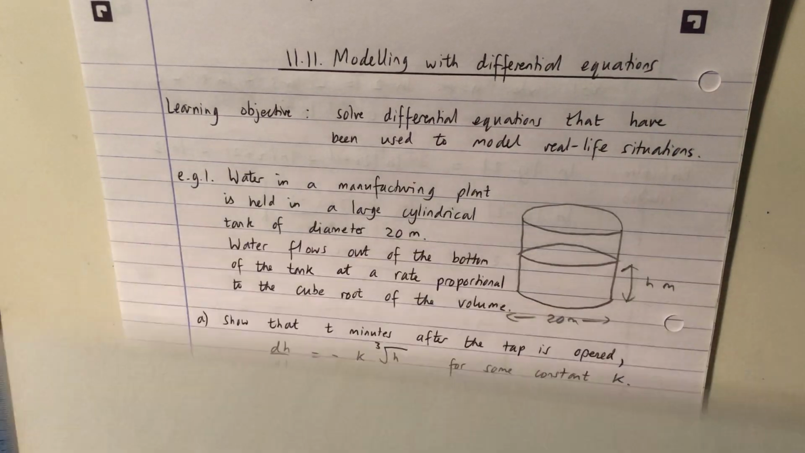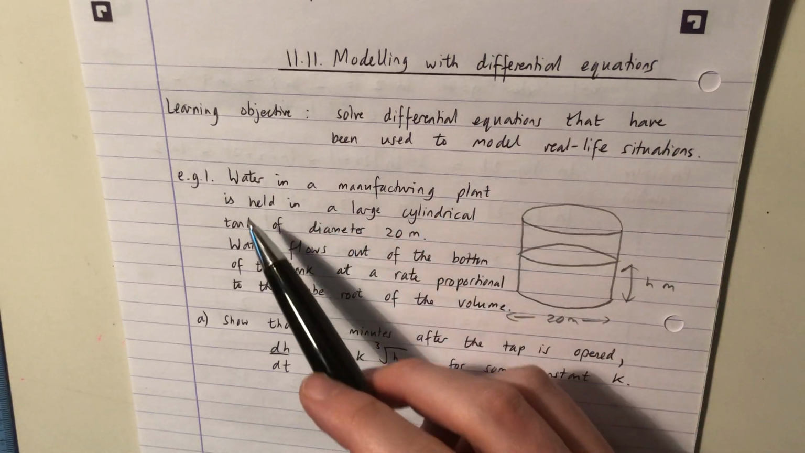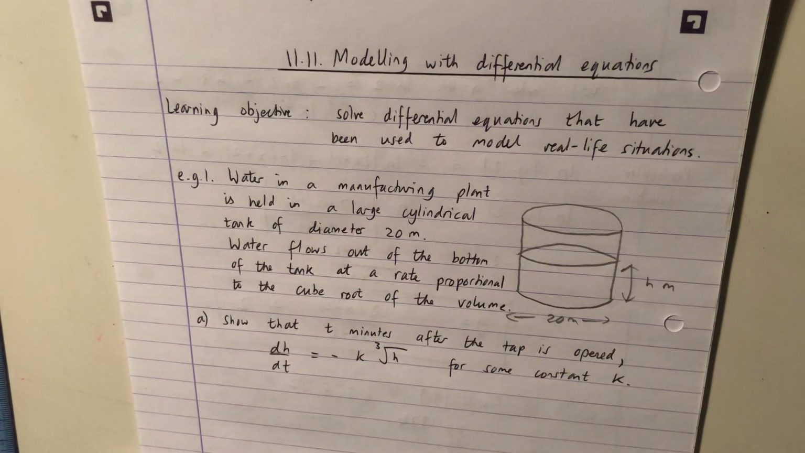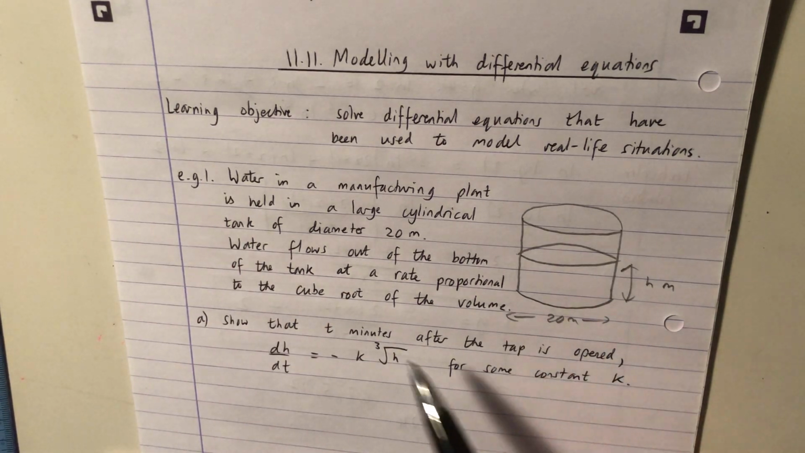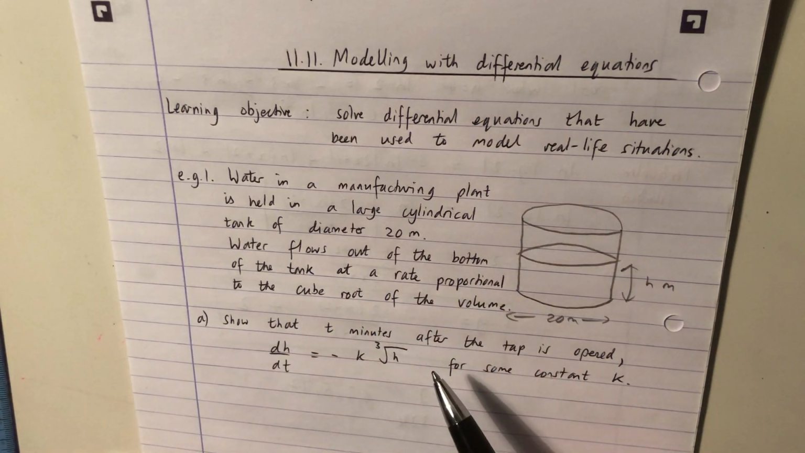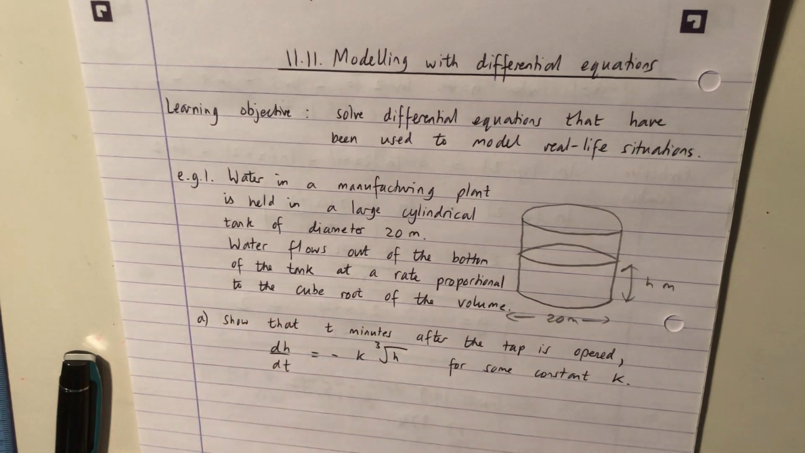I'm going to go straight into it. We've got a very, very long example, with a lot of words. Water in a manufacturing plant is held in a large cylindrical tank. The diameter of the tank is 20 meters, and the water flows out of the bottom of the tank at a rate proportional to the cube root of the volume. We're going to show that. Now this is the bit which we did in a previous chapter, the one with differentiation, where we had to come up with a differential equation ourselves. And this is what they're asking us to do today.